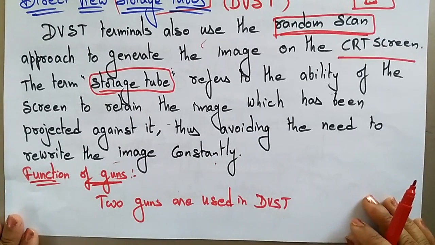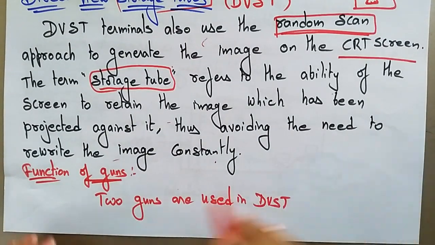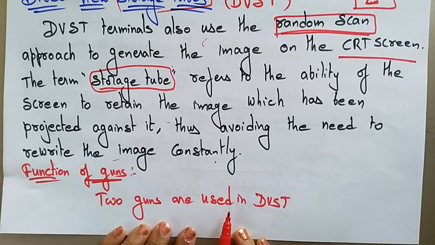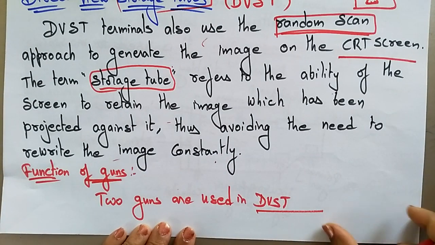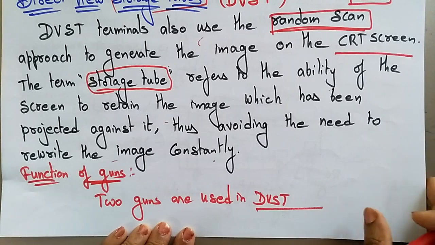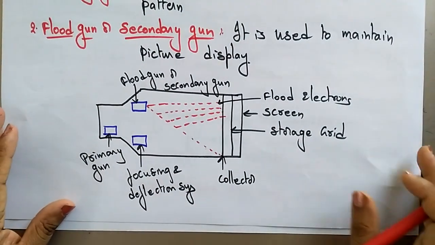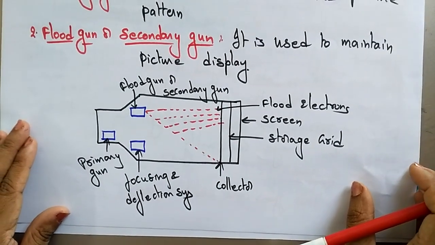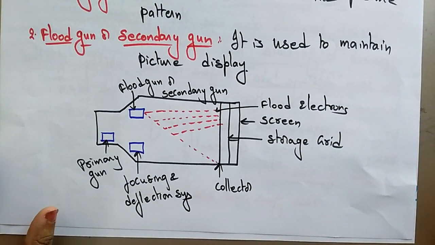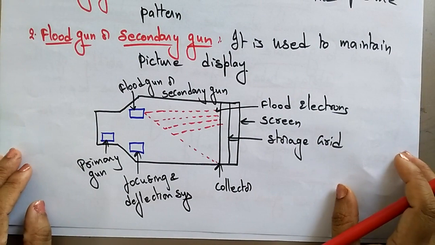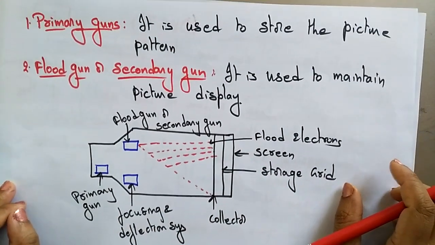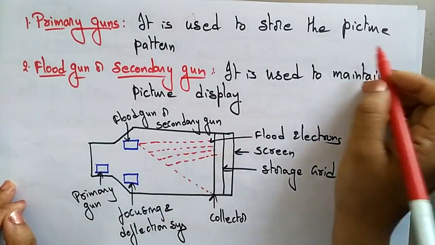And the functions of these guns: two guns are used in the direct view storage tube. So what are the two guns? One is a primary gun and another is a secondary gun, or we call it a flood gun. Flood gun or the secondary gun. Here the primary gun is used to store the picture pattern.